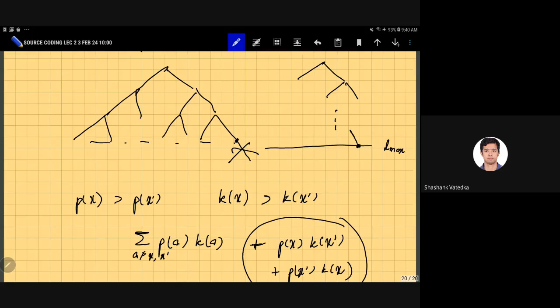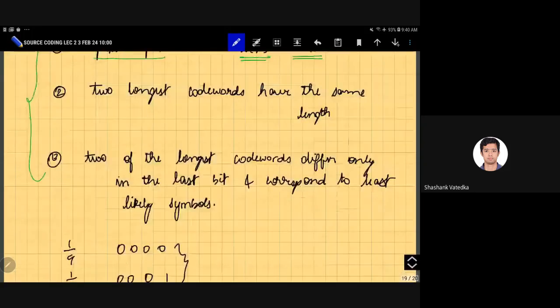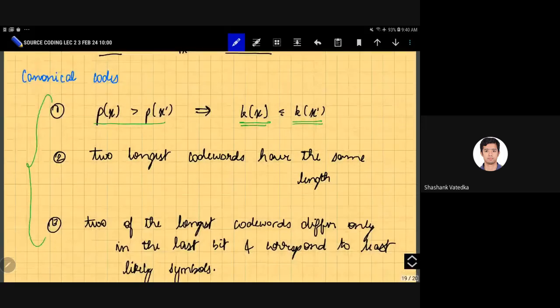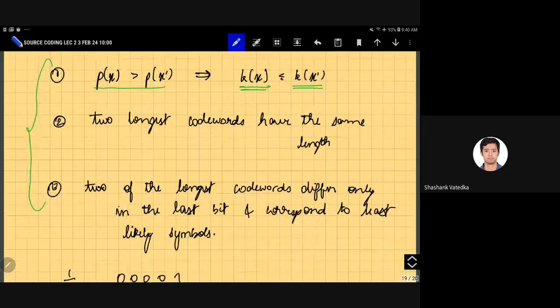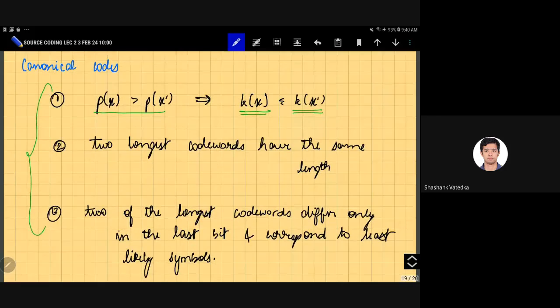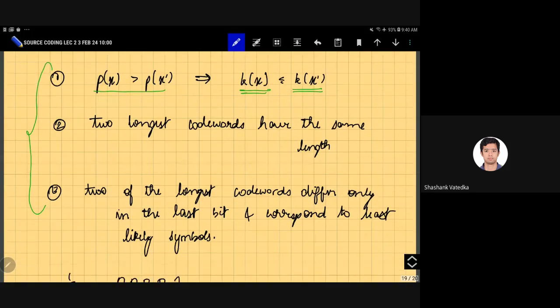Okay, so any optimal code must always satisfy properties 1 and 2 that we've seen. Now, what about property 3? I claim that an optimal code need not necessarily satisfy property 3. Two of the longest code words need to differ only in the last bit. Of course, the two longest code words must correspond to the least likely symbols, so this must happen if the code is optimal. But the two longest code words need not differ only in the last bit.